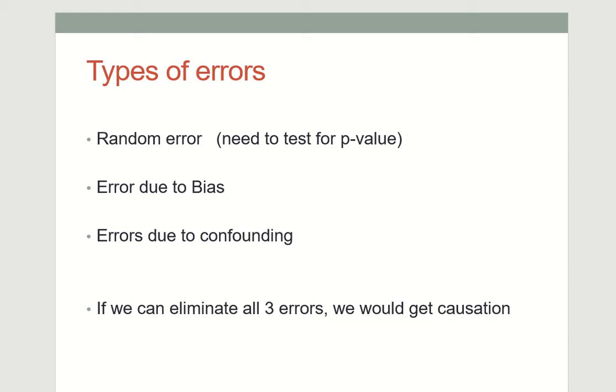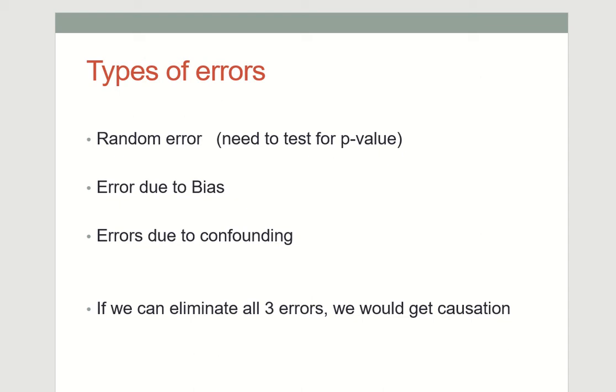The random error, which is something that you test for using statistical techniques, and therefore you look at the p-value and confidence interval to tell if there is statistical significance or not. You have error due to bias, and therefore you have to think about the potential types of bias that exist.